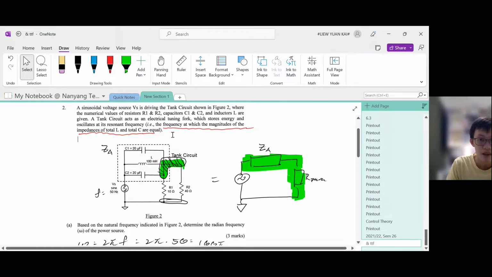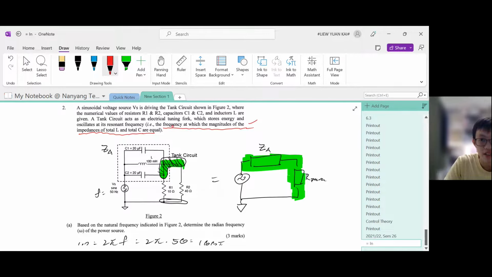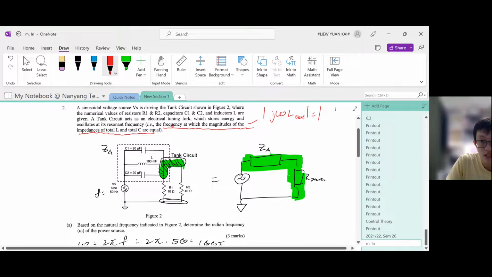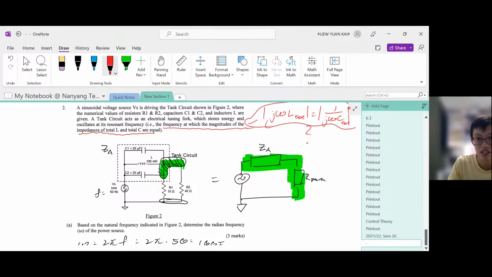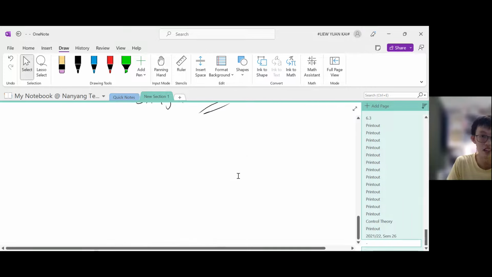So what this is trying to say is the magnitude of the impedance of L, so j omega L total, is equal to the magnitude of the impedance of C total. So this is the condition they are trying to tell you. So are they at resonance? Let's check if this condition is true. Let us go ahead and do that.